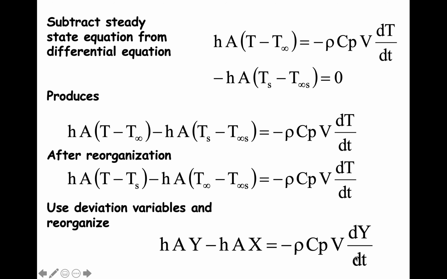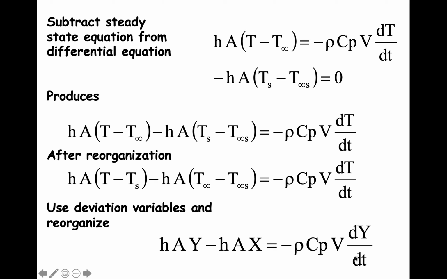The next thing we need to do is figure out how to insert deviation variables into the time-dependent differential equation. We have described the convective heat transfer and the change in sensor temperature. We do this by subtracting the steady-state equation from the time-dependent differential equation shown in the upper right corner of this slide. It produces the equation shown, and we can reorganize to get terms that match the deviation variables. After reorganization, we get T minus Ts and T infinity minus T infinity s.